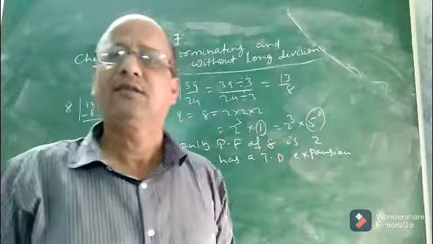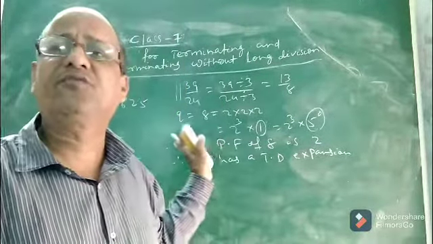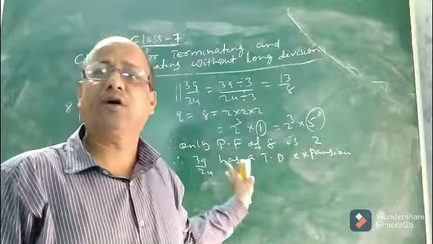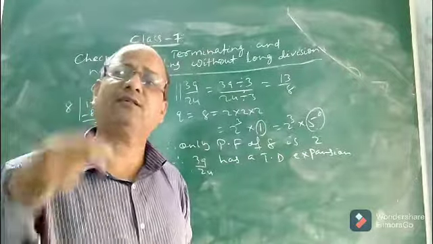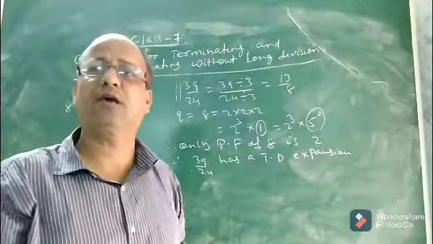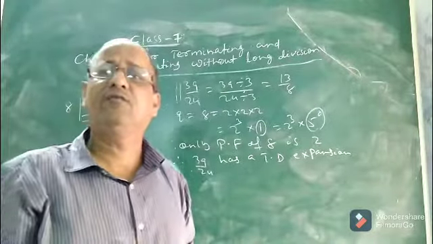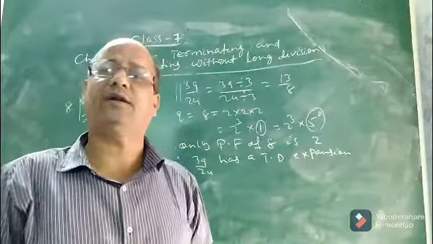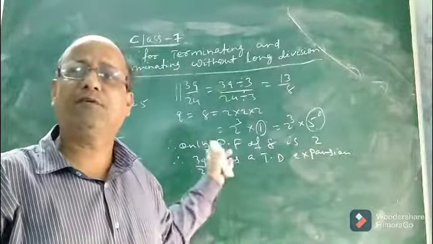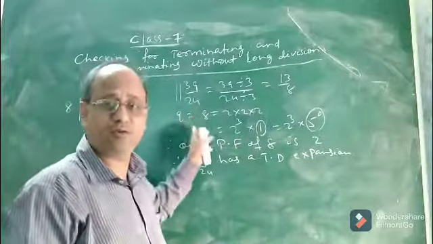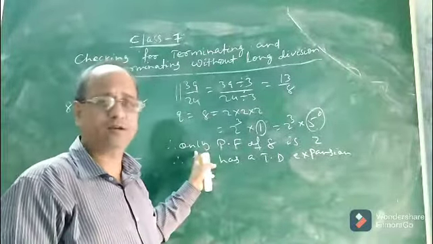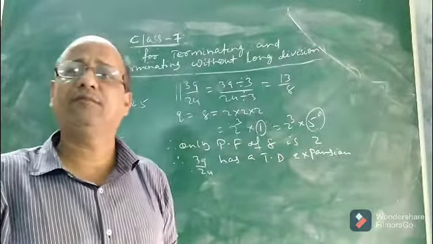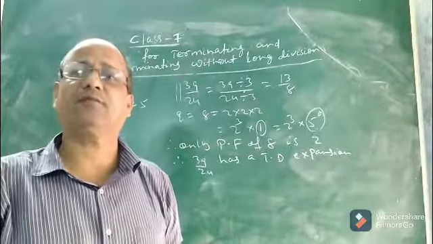Children, I hope you understood how to check whether a rational number has a terminating decimal expansion without long division. This is one of the methods. I will discuss another example also in some other class. How to check whether a rational number has a terminating decimal expansion or non-terminating repeating decimal expansion. One example I discussed. Please remember the steps: how to check without division, how to know whether a rational number will have a terminating or non-terminating decimal expansion.